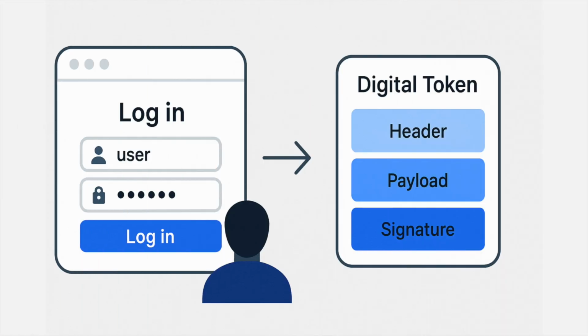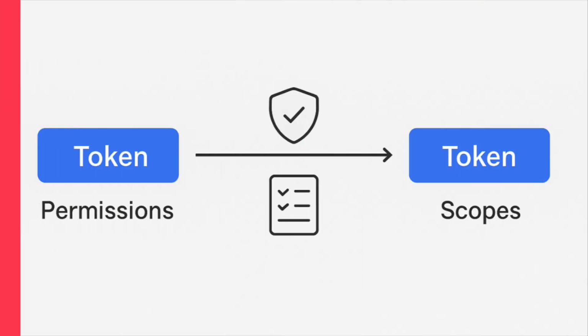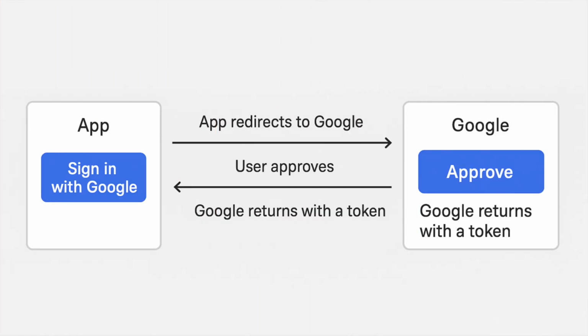JWTs, or JSON Web Tokens, work differently. Instead of storing the session, the server creates a signed token and gives it to the client. The token includes user data and is self-contained. On future requests, the server verifies the token's signature but doesn't store session data. This is great for scalability, but comes with trade-offs.